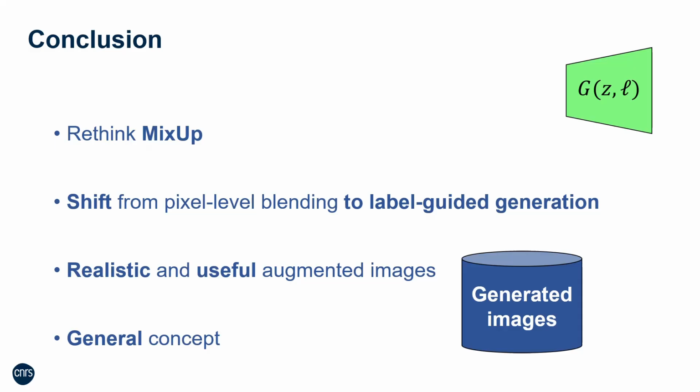In summary, GeMix offers a straightforward yet effective way to rethink mix-up. By shifting from pixel-level blending to label-guided generation, we obtain synthetic images that are both realistic and useful for training, leading to stronger classifiers. Our current work is limited to CT scans at relatively low resolution, but the concept is general, and we see potential to extend it to other imaging modalities and higher quality outputs.